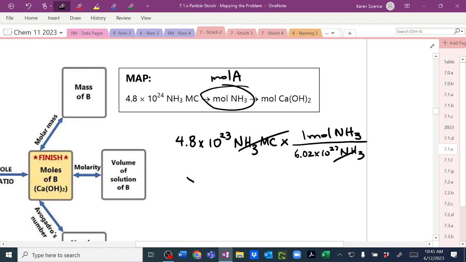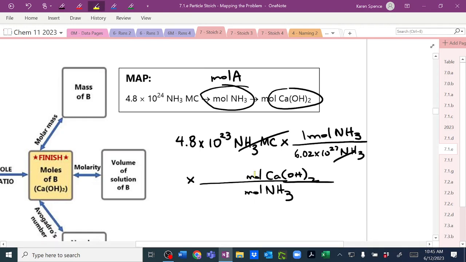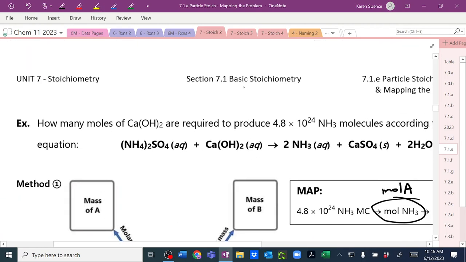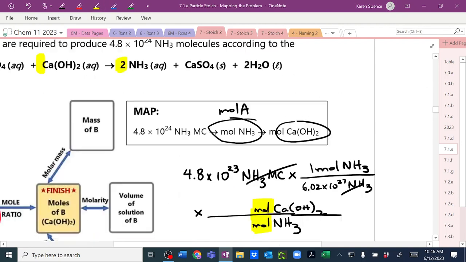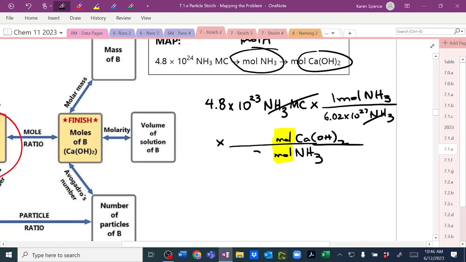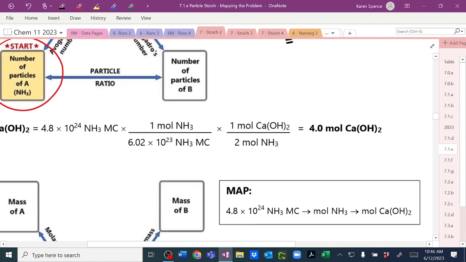and now we're going to find moles of B, which in this case is calcium hydroxide. So we're going to cancel the moles of NH3 and find the moles of CaOH2. Whenever we go from moles of one thing to moles of another thing, we use our coefficients. 2 NH3 for every 1 CaOH2, and there's our lovely math, and there's our lovely answer.